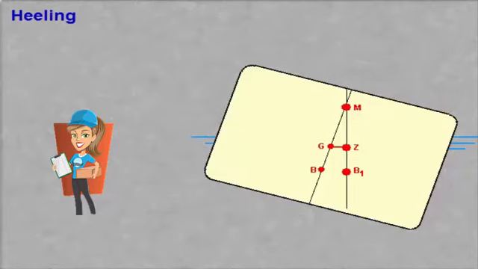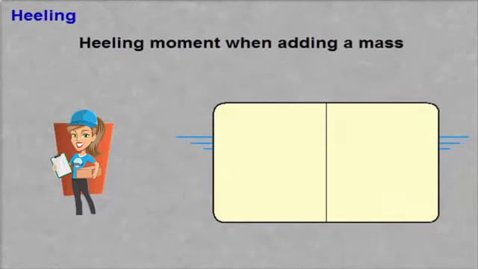If the ship heels, the centre of buoyancy B moves to B1 because the shape of the underwater hull is changing. The force working at B1 is still vertical and straight through the metacentre M. On the line drawn between B1 and M, we now get a new point called Z. Z is placed at a right angle from the line B1M through G. The distance between G and Z is a measurement of the forces trying to keep the ship from heeling.